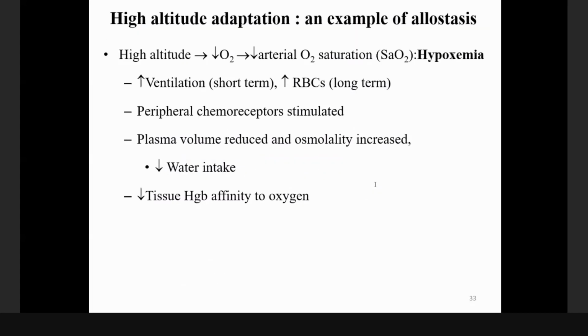So we are talking about adaptation. One of the adaptations is high altitude adaptation, as one example. If we are exposed to high altitude, then oxygen in that environment is less.